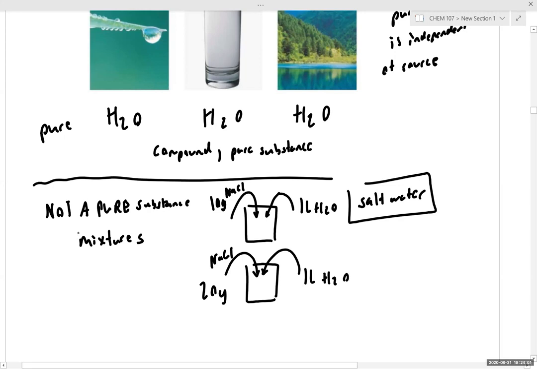So mixtures are another category of matter, another classification that we use, and mixtures contain 2 or more pure substances. And the key feature of a mixture is that they have variable composition.